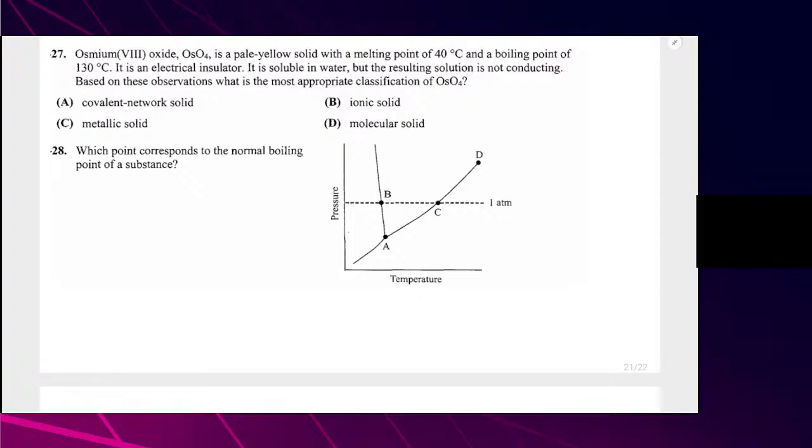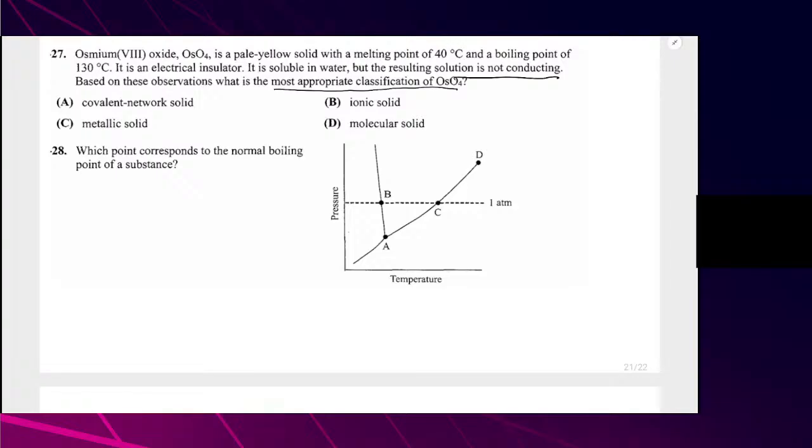40 degrees Celsius and boiling point of 130 degrees Celsius, is an electrical insulator, is soluble in water, but the resulting solution is not conducting. Based on this observation, what is the most appropriate classification of OsO4, osmium oxide? Because it is an electrical insulator, soluble in water, but the resulting solution is not conducting.